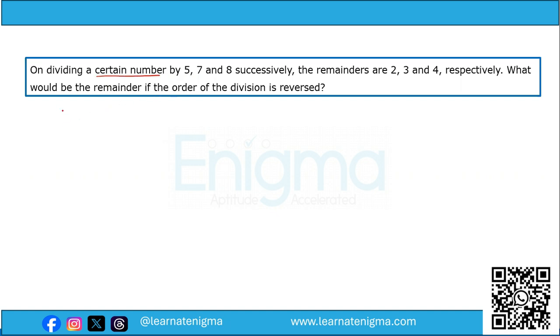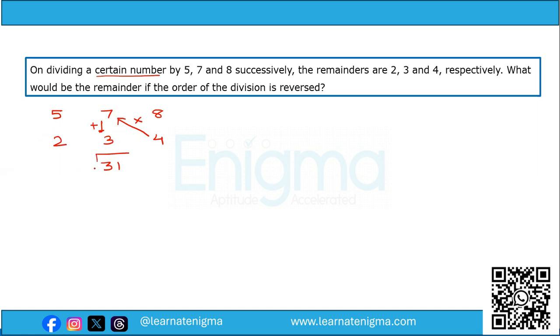first of all, arrange the numbers like this. So the divisors in one line, 5, 7, 8 in this case. Below them, write down the respective remainders. So over here you will have 2, 3, and 4. Now you have to do cross multiplication and vertical addition. So 4 sevens are 28 plus 3, we have 31.